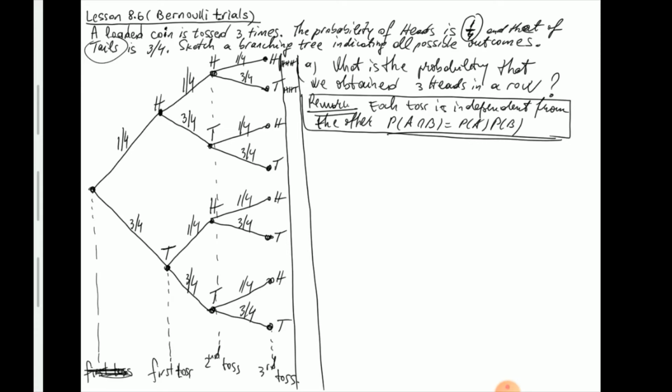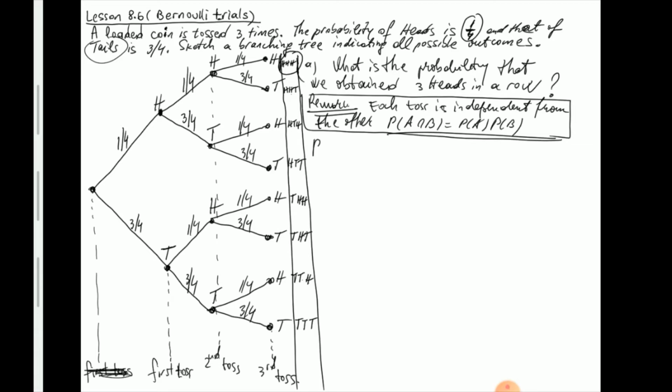Here it's heads, tails, heads. HTT. Tails, heads, heads. Tails, heads, tails. Tails, tails, heads, and then tails, 3 tails in a row. Right, so in total you have essentially 1, 2, 3, 4, 5, 6, 7, 8 outcomes. Of these 8 outcomes, only one of them satisfies the requirement in the question, 3 heads in a row.